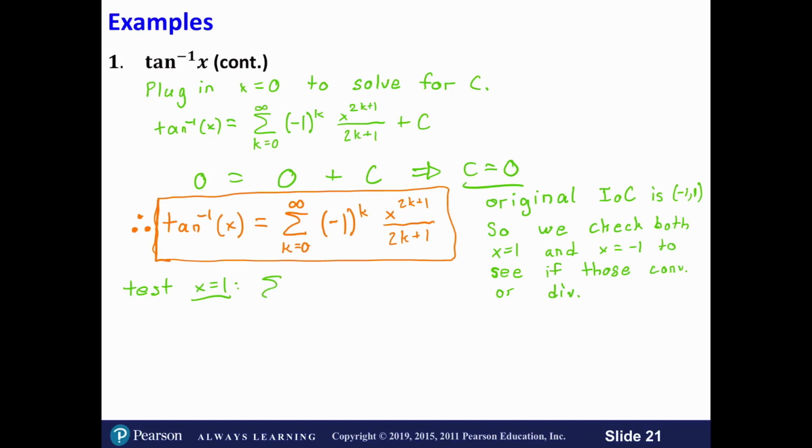So in this case, we'll have the sum from k equals 0 to infinity of negative 1 to the k times 1 to the 2x plus 1, which is just 1, all over 2k plus 1. And this is our series. We have to test whether this converges or diverges. So we use the alternating series test.